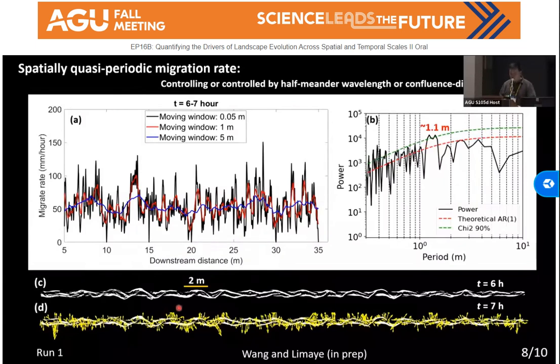Below I show the elevation map and also the vectors. Here the scale bar is 2 meters. My guess is that it might be the half meander. I mean, in one meander you have two, a peak and a valley. Then those curvature-driven effects might also be responsible for the migration rate. Another term, confluence-diffluence spacing, might be similar to the half meander wavelength in this context.